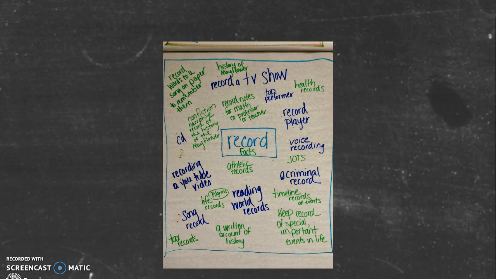Lastly, you can use a semantic map as a whole class form of instruction. So they were learning about the word record. And in this example, they learned the many definitions of record. So they learned about athletic records, health records, a record player, a song record, tax records. So for some students, this might be a great way to open up more information about a particular word.